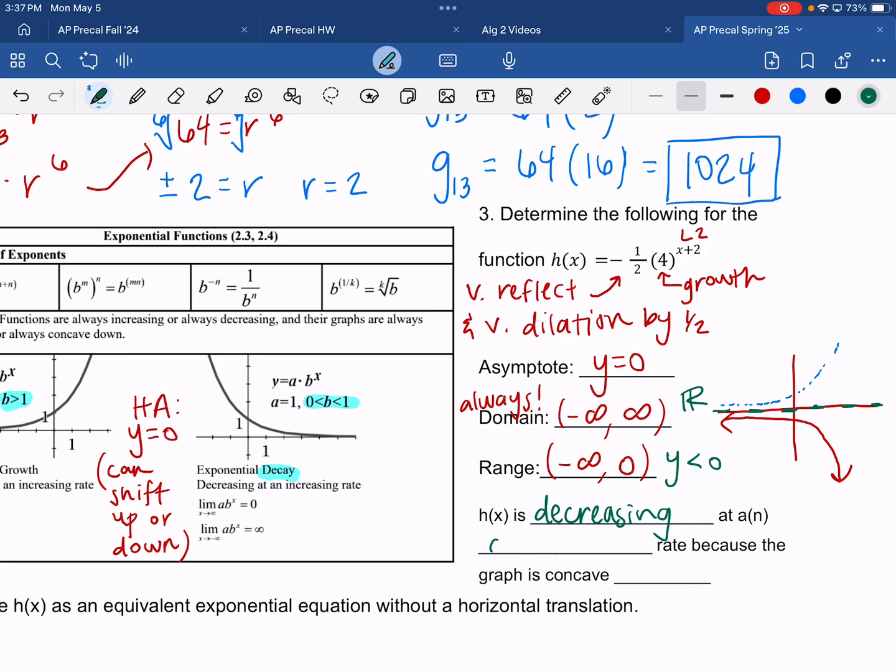Decreasing at a decreasing rate because it is concave down. So as I look from left to right at each point, if I drew a tangent line representing the rate of change right at that point, it's getting more and more and more negative. So smaller, smaller, smaller.